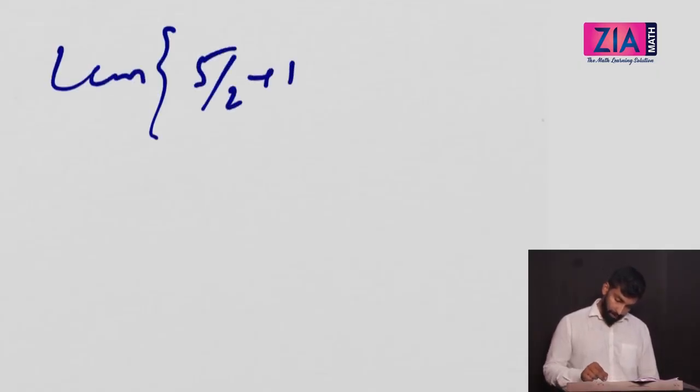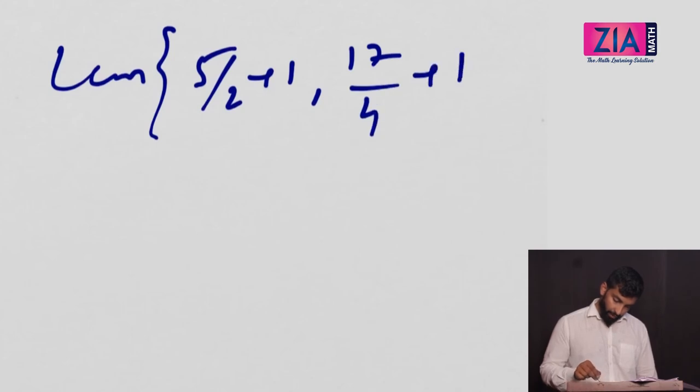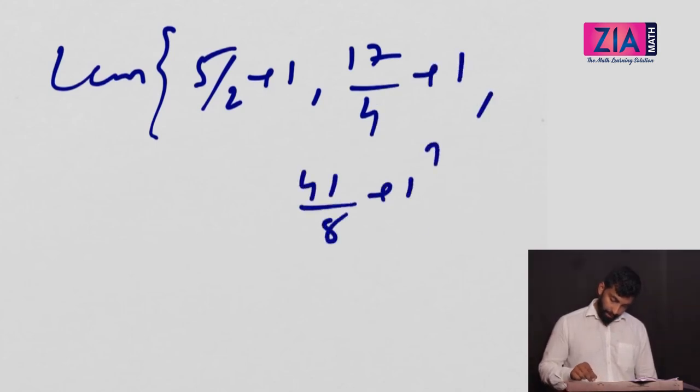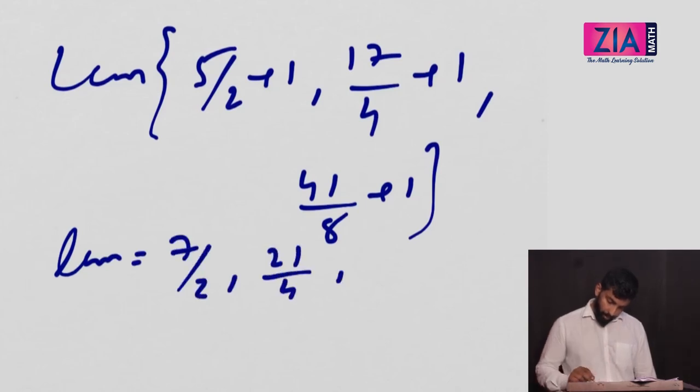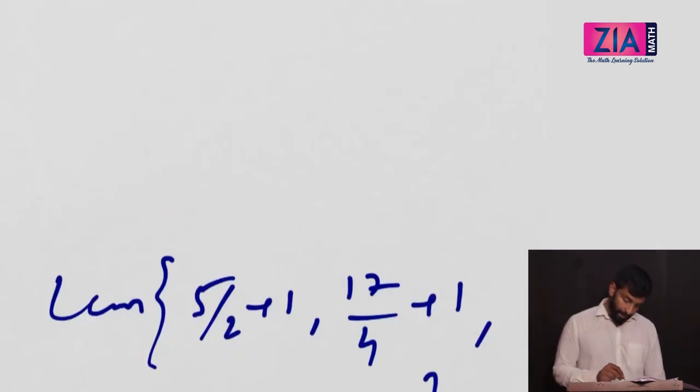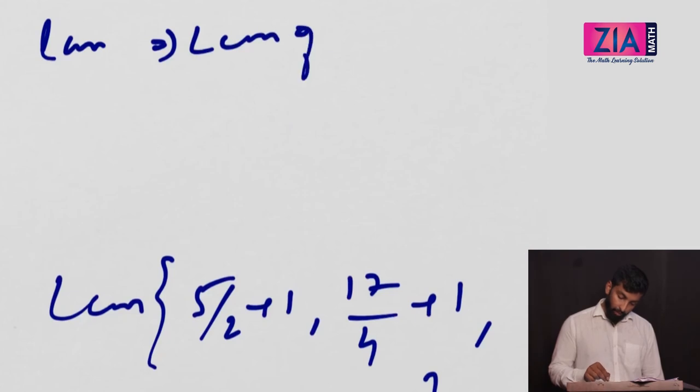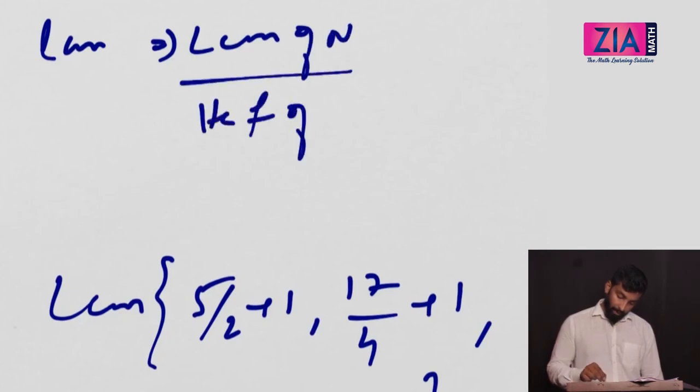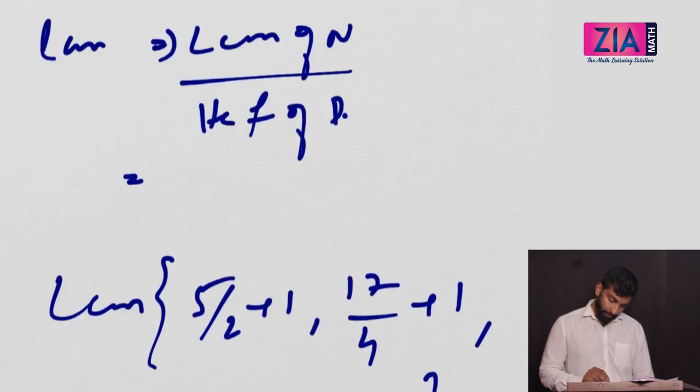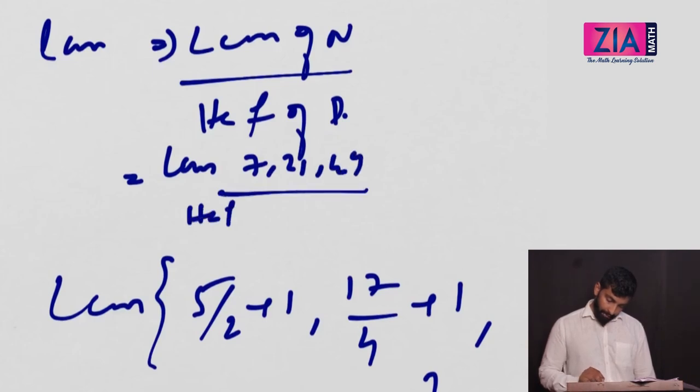You need to find out the LCM of 5 by 2 plus 1, comma 17 by 4 plus 1, comma 41 by 8 plus 1, right? So basically the LCM of 7 by 2, 21 by 4, 49 by 8. So you know how to find the LCM of fractions, right? LCM of fractions is the LCM of numerators divided by the HCF of denominators, right? So you will get it as the LCM of 7, 21 and 49 divided by the HCF of 2, 4, 8, right?